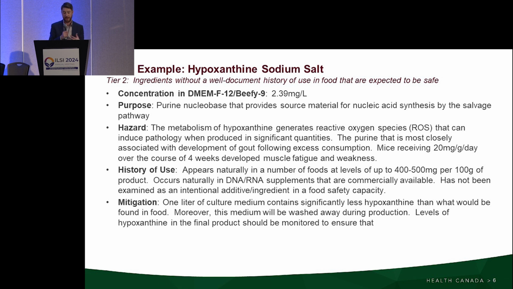It does come with some hazard, though we don't know if that hazard actually translates to real risk. The metabolism of hypoxanthine generates reactive oxygen species. And it's also known that diets high in hypoxanthine are associated with a greater chance of developing gout in people who are susceptible to gout. That is the purine that is most likely to be broken down into uric acid. Uric acid crystals end up being one of the physiological causes of gout. So it's unlikely that the cell culture cells would take up enough hypoxanthine to cause a problem, but it's something that should be monitored.